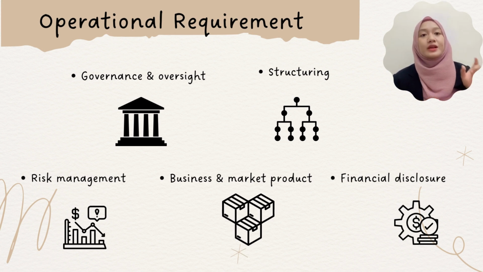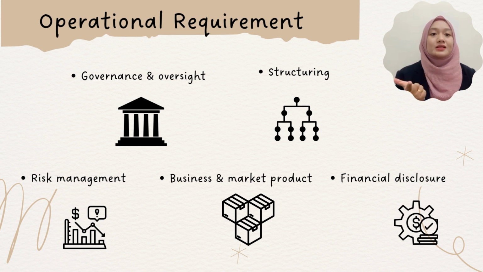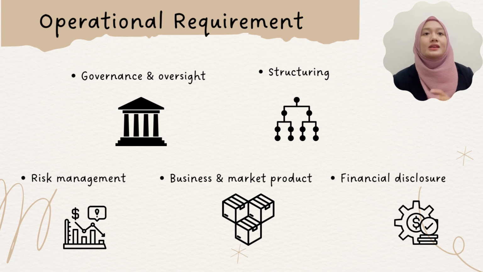I will proceed with the operational requirements. There are 5 important points, which are governance and supervision, structuring, risk management, business and market products, and finally financial disclosure. Okay, first, governance and oversight. In this policy, there are several positions responsible for carrying out their respective roles to implement the Tawarruq. The Board of Directors should match the nature, scale, complexity, and risk profile of the Tawarruq. Next, the Shariah Committee is responsible for ensuring all activities are in accordance with the Shariah. And another one is the senior management, which manages the business strategy.